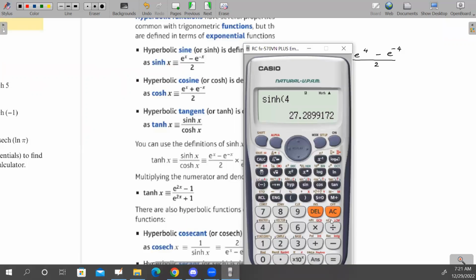So e to the power of 4 minus e to the power minus 4, and then you divide the whole thing by 2. All right, guys. And then you can see, when you get the answer, it's exactly the same answer that we got, right? So these are all inbuilt in the calculator. The calculator can directly do this for you, or else you can always type the function manually and still get the answer.